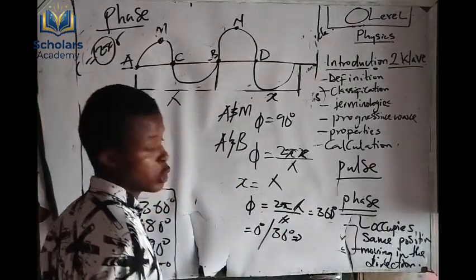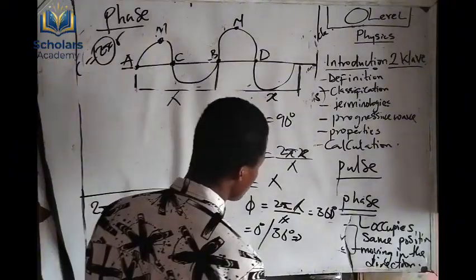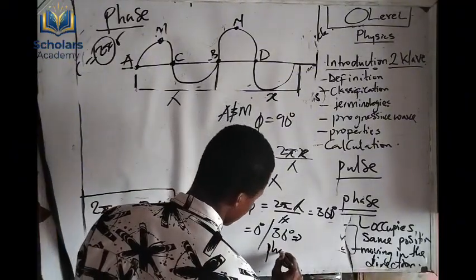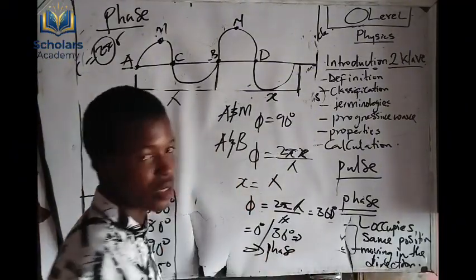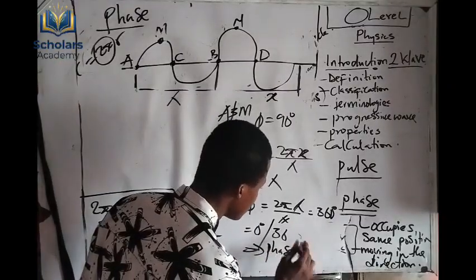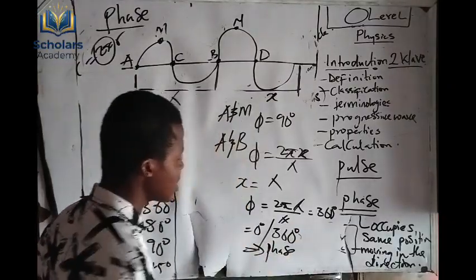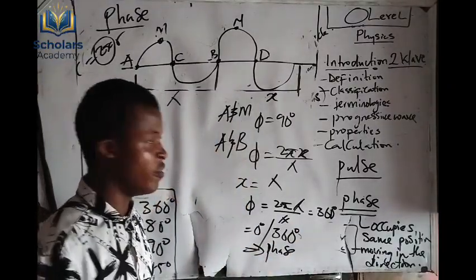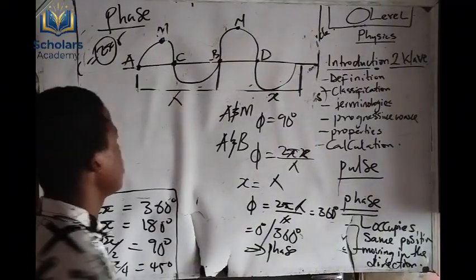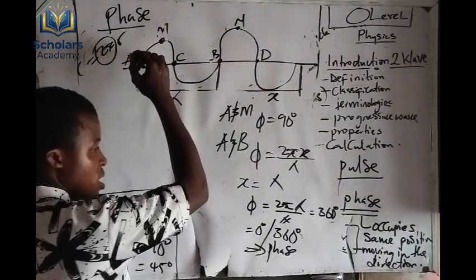Now, any particle that has a phase angle of 0 degrees or 360 degrees will be in phase with the starting particle. They will always be in phase. So any particle that has 0 degrees or 360 degrees will always be in phase with the starting point.